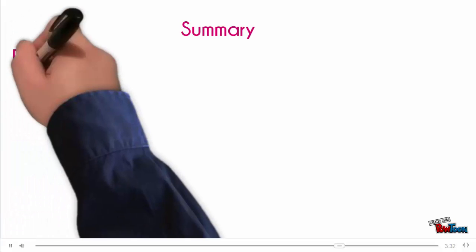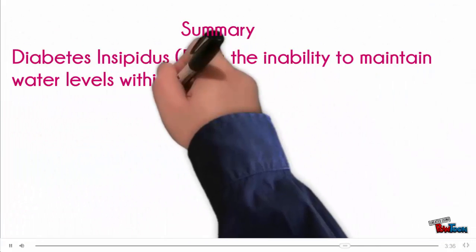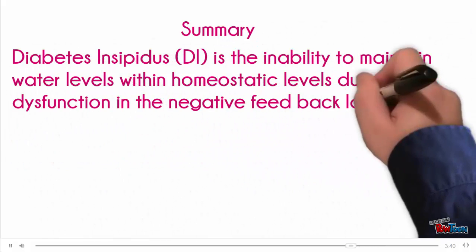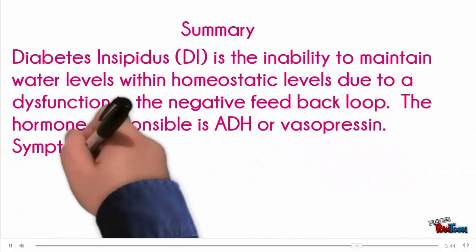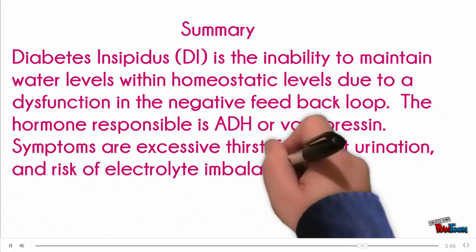Summary. Diabetes insipidus is the inability to maintain water levels within homeostatic levels due to a dysfunction in the negative feedback loop. The hormone responsible is ADH, or vasopressin. Symptoms are excessive thirst, frequent urination, and risk of electrolyte imbalance.